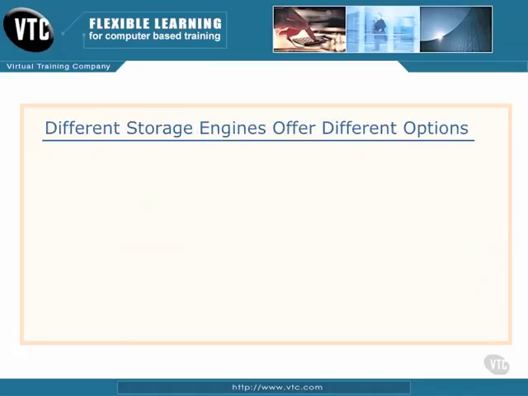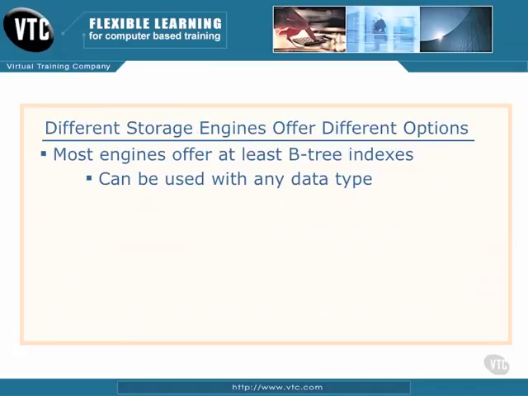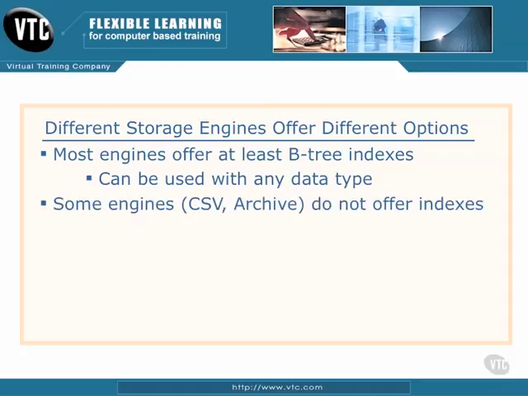Different storage engines offer us different indexing options. Most engines offer at least B-tree indexes, which have a special internal organization that lends such an index to be especially useful in locating ranges of values. B-tree indexes can be used with any basic data type. Some storage engines, such as the comma-separated values engine or the archive engine, do not offer indexing capabilities at all. This is not a slight on the part of the engineers who came up with these storage engines, but rather a consequence of the intended uses of these storage engines.